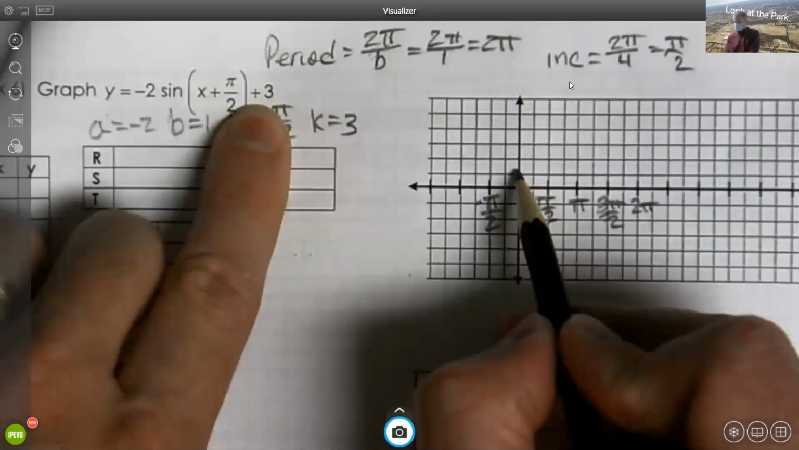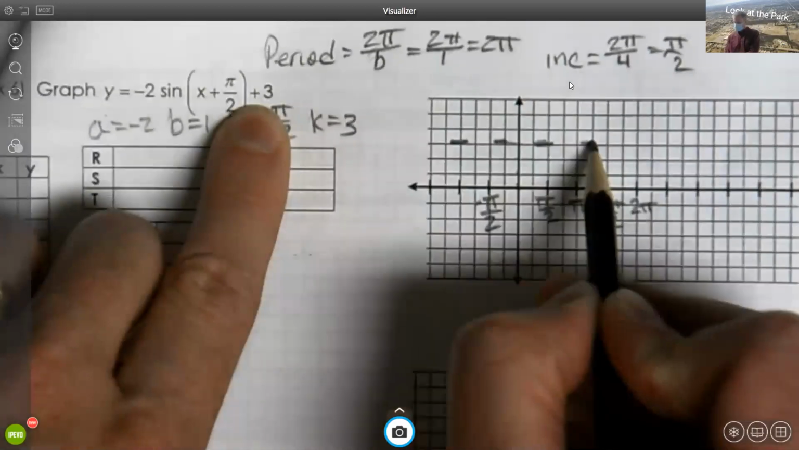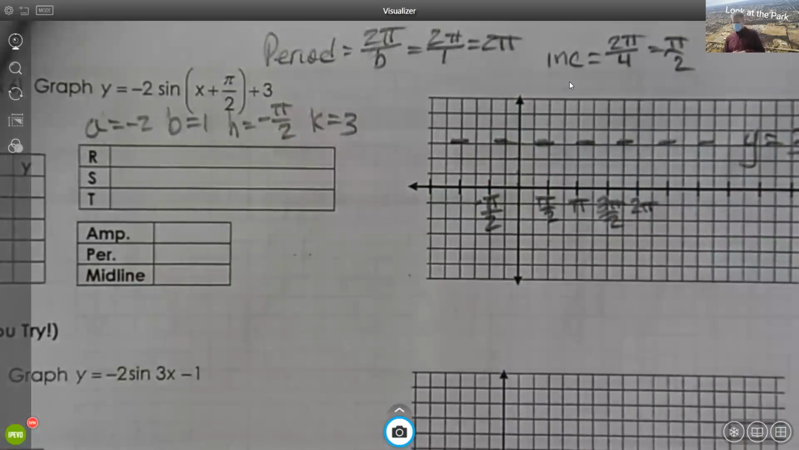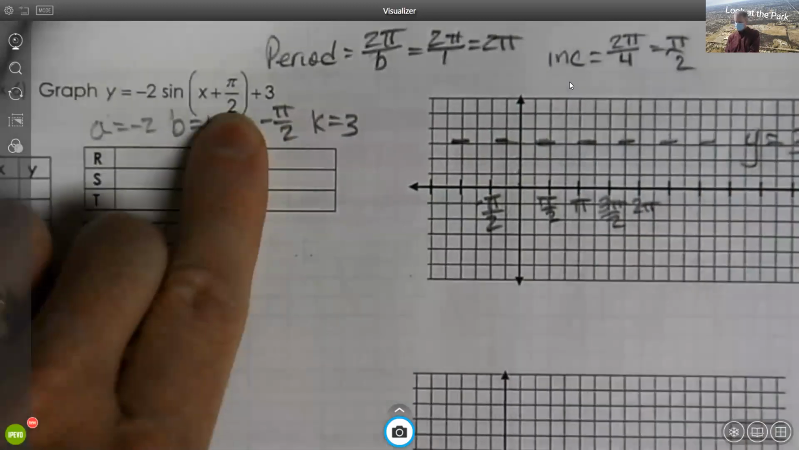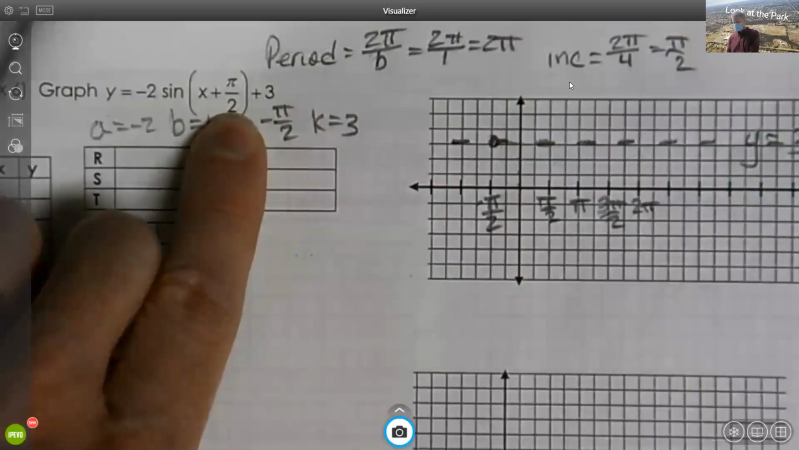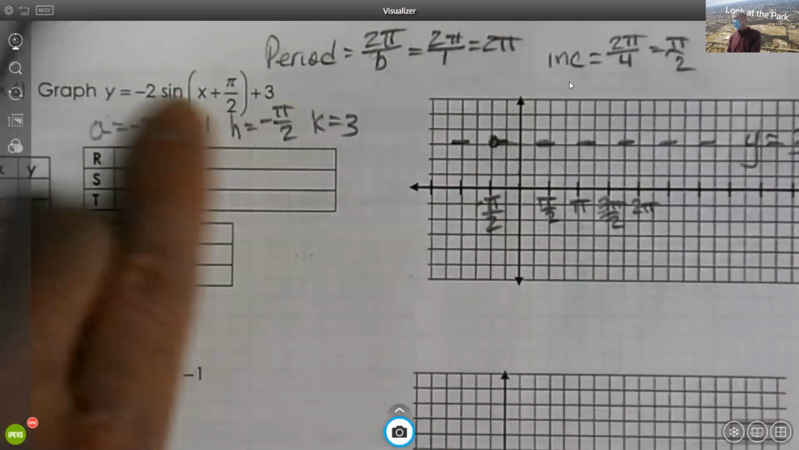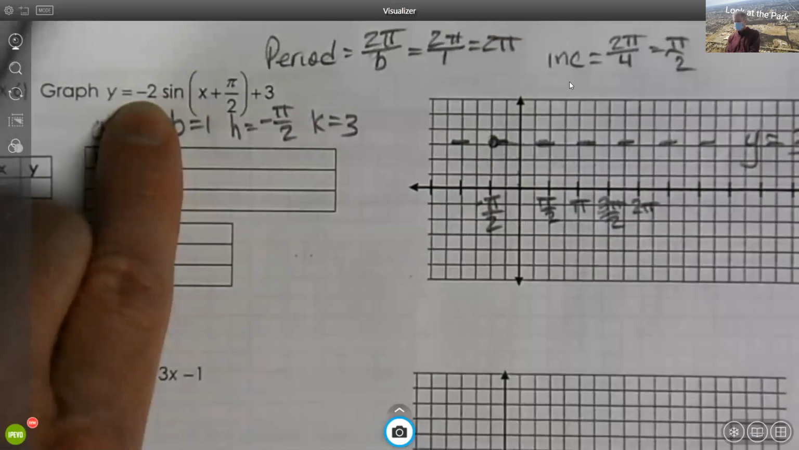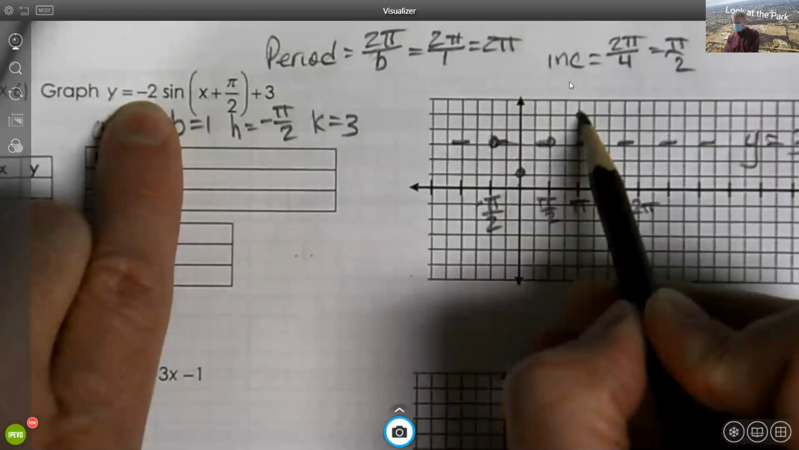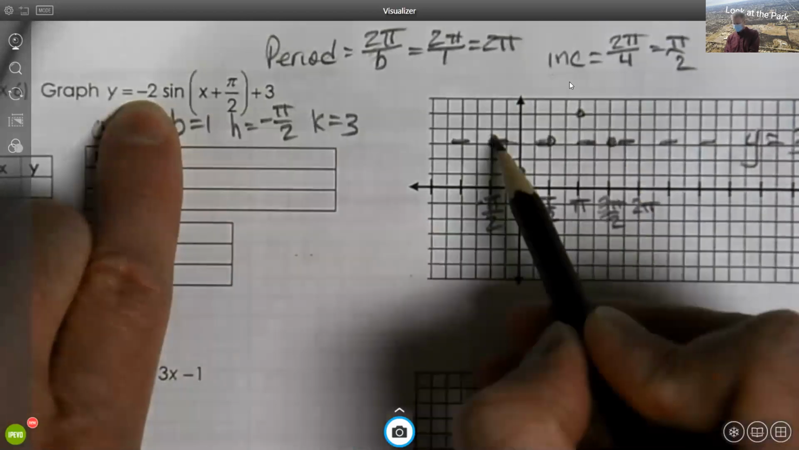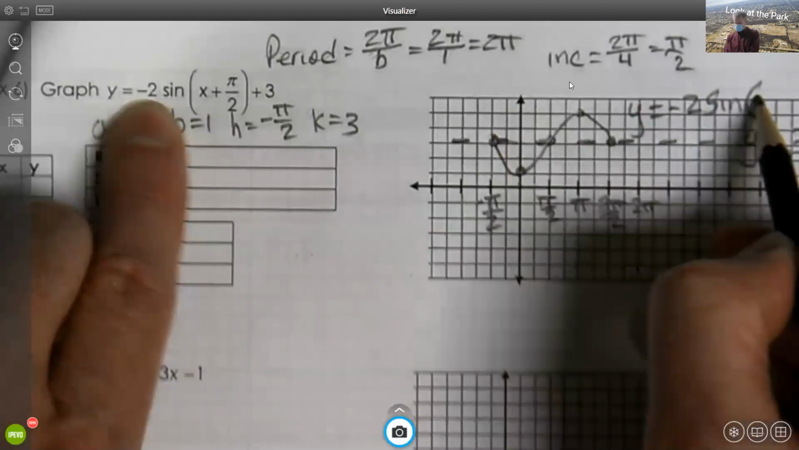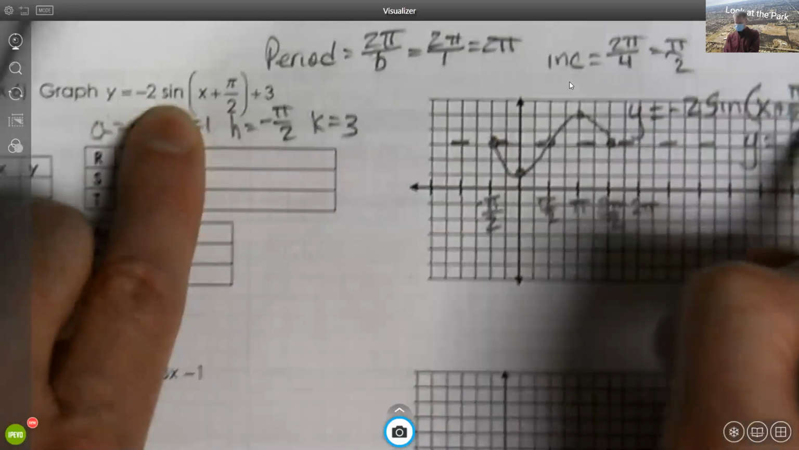We're going to do our k first. So we go up to 3. That's our k value, y equals 3. From that, we're going to look at our translation. We're going 1 unit left, which is the pi divided by 2 to the left. We are going to stretch it by 2. So instead of going up 2, we're actually going down 2, and then back to 0, and then up 2, then back to 0. And that's our equation, y equals -2 sine of x plus pi over 2 plus 3.